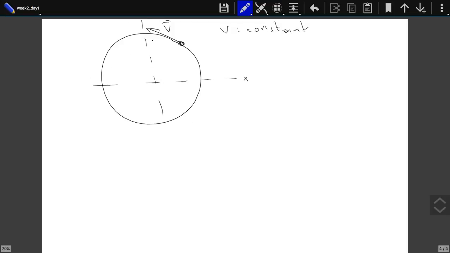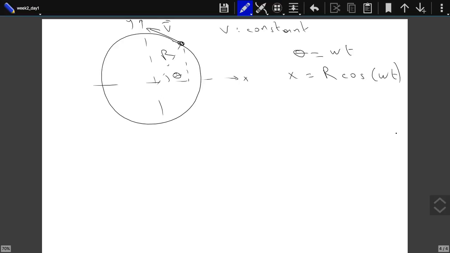This is x, this is y. Let's say this is the angle theta. If it is doing uniform circular motion, theta will be just omega t. So if you look at the x component, it's the radius times cosine omega t.